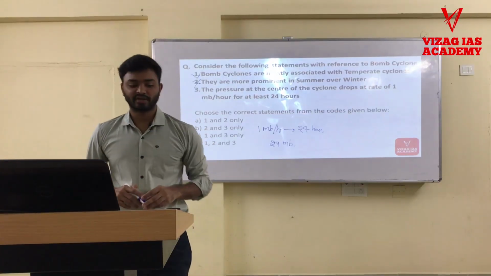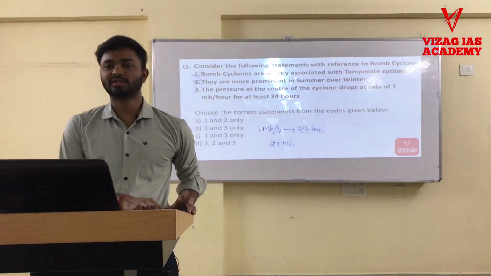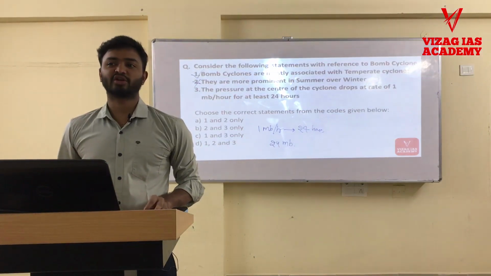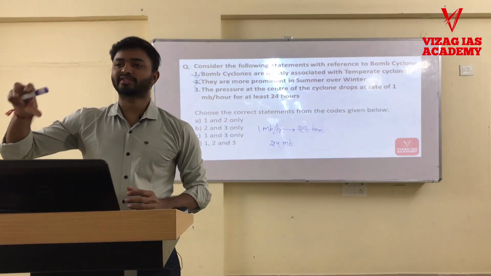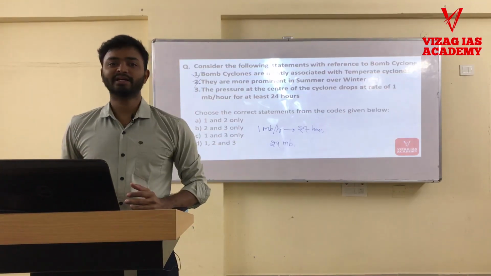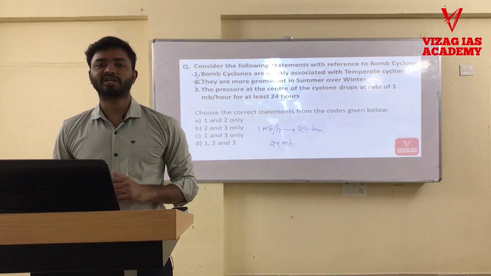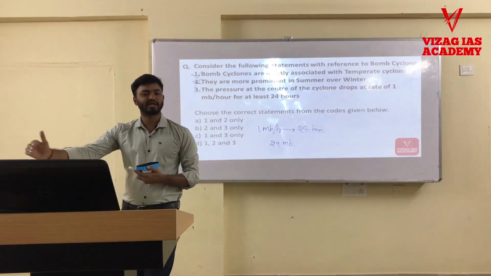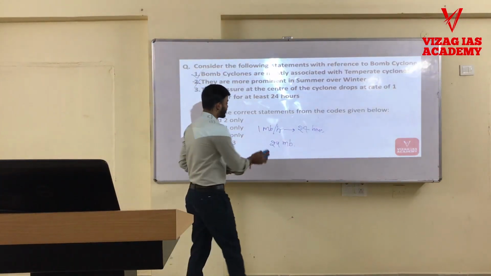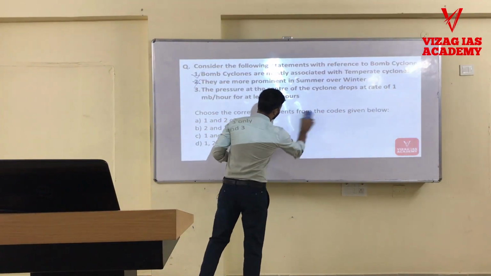It is called a bomb cyclone because of the explosive nature of the cyclone, where the low pressure at the center of the cyclone is rapidly falling. It falls at a rate of 1 millibar for every 1 hour, and this happens for at least 24 hours. Then it is called a bomb cyclone.